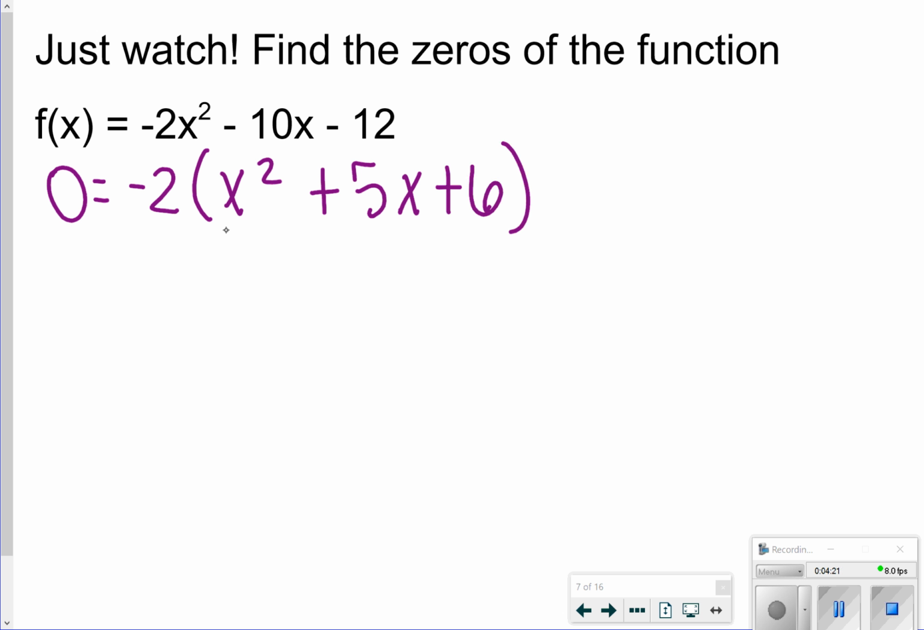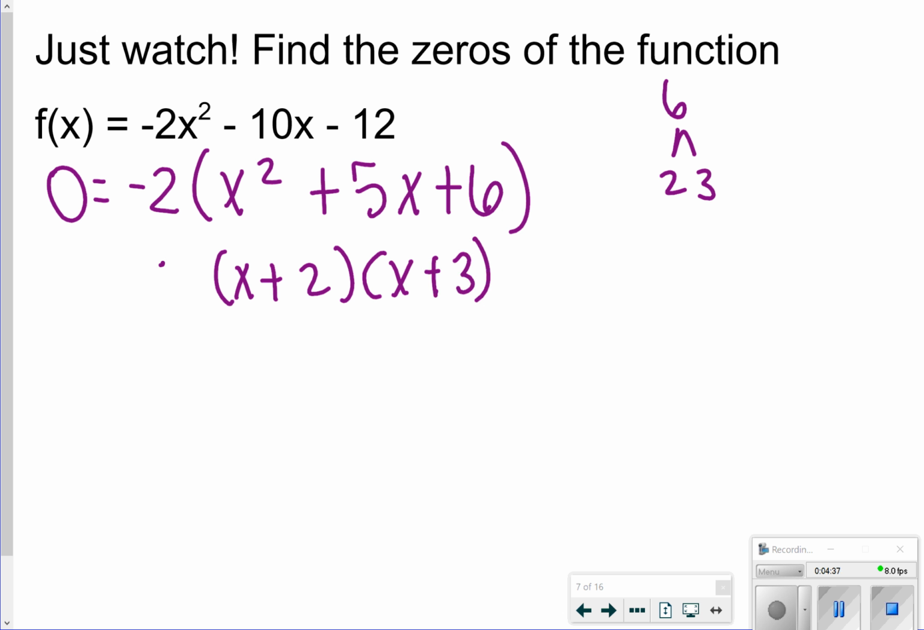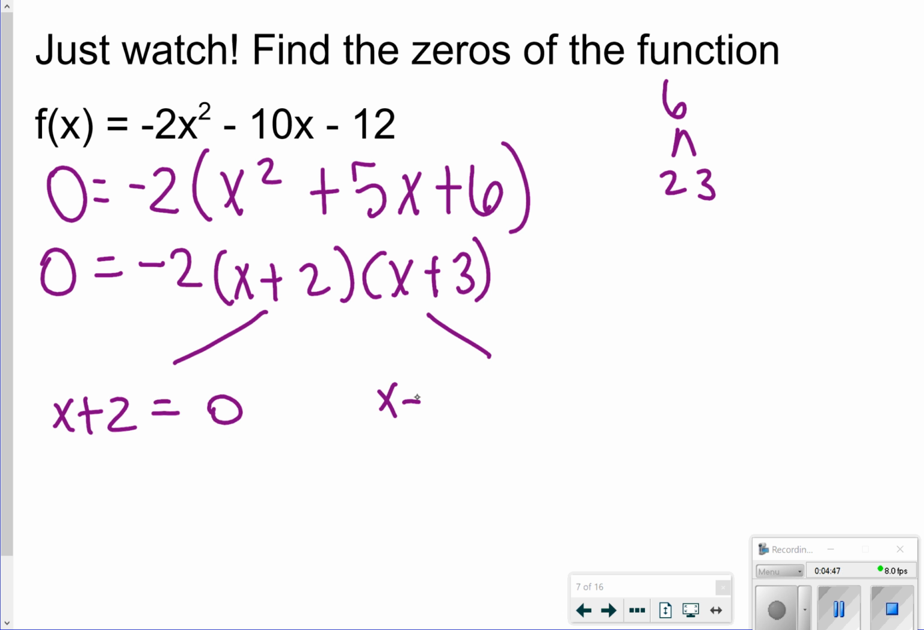I notice that a is equal to 1, so I can do the AC method. 1 times 6 is 6. And the factors of 6 that add to 5 are 2 and 3. And because a is equal to 1, I can simply write x plus 2 and x plus 3 as my answer for factoring. Still being factored out by negative 2, still equal to 0. And then again, I'm going to set both of these equal to 0 and solve. x plus 2 is equal to 0. x plus 3 is equal to 0. x is equal to negative 2, and x is equal to negative 3. So these are the zeros for that.